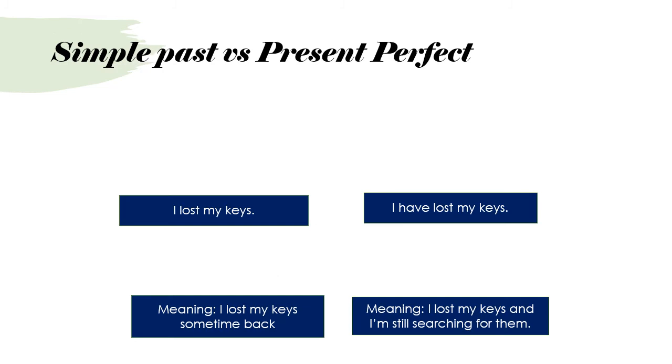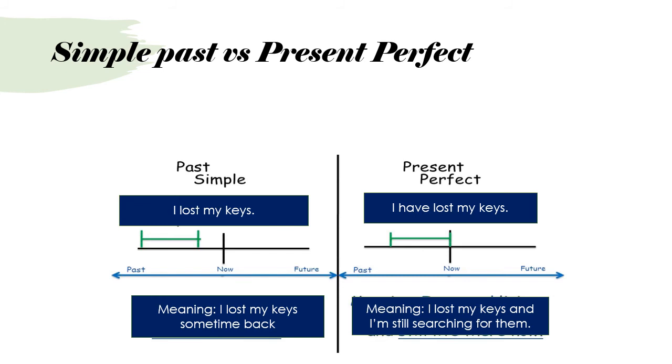The other case where we generally have problems is simple past and present perfect. Now look at this sentence: I lost my keys. I have lost my keys. When I say I lost my keys, I am sure that I lost them, and I know it is in the past. But when I say I have lost my keys, I do not know the time when I lost them. So the meaning in the first case would be that I lost my keys some time back. And in the second case, it would be like I have lost my keys, but I'm still searching for them.